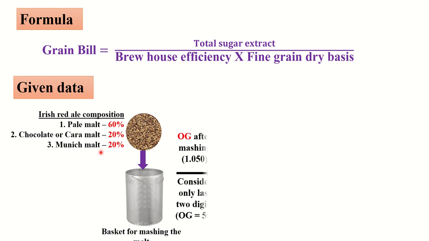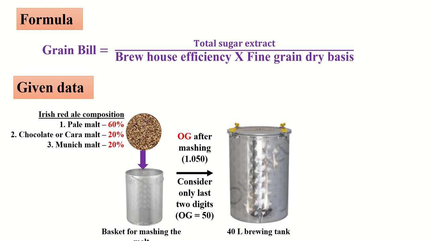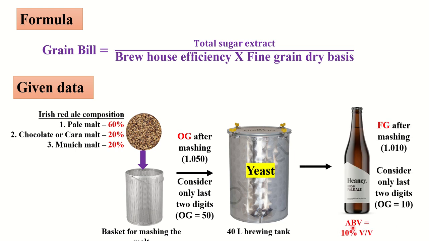It is mashed to get an original gravity of 1050, and remember to consider only the last two digits, which is 50. So when we brew this in a 40-liter tank having yeast, what we get is a brew that contains a potential alcohol by volume of 10 volume percentage, and the final gravity is 1010. Again, you should consider only the last two digits. So we will go on substituting these values into the grain bill.